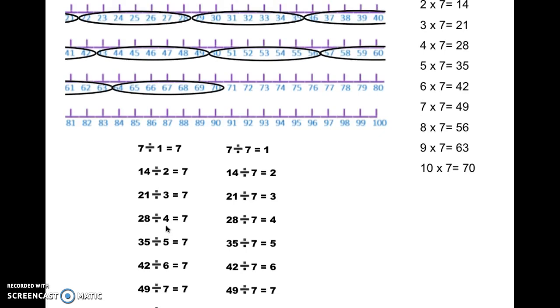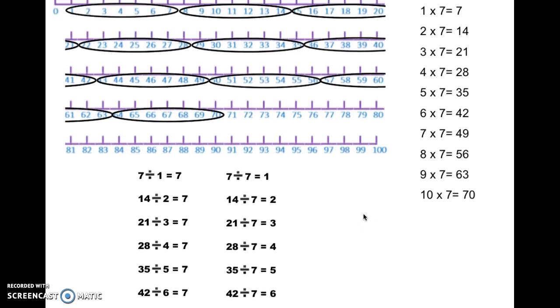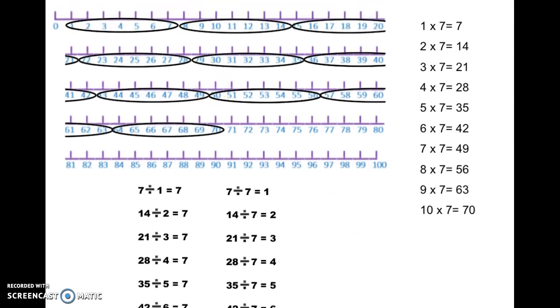All right, now with both our 7s and our 8s, here are strategies that you can use to solve them if you don't know them.